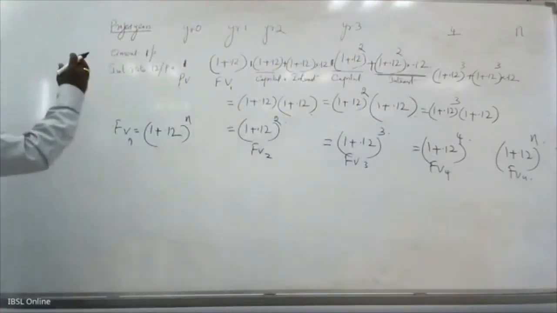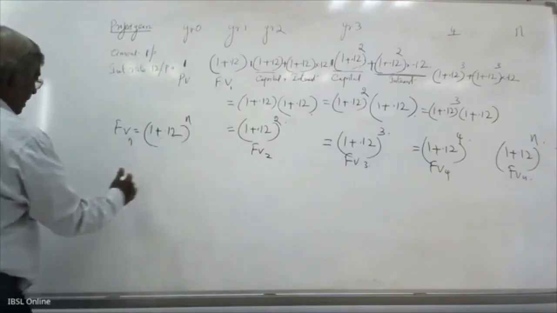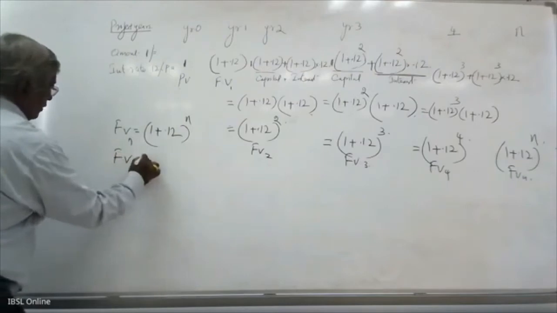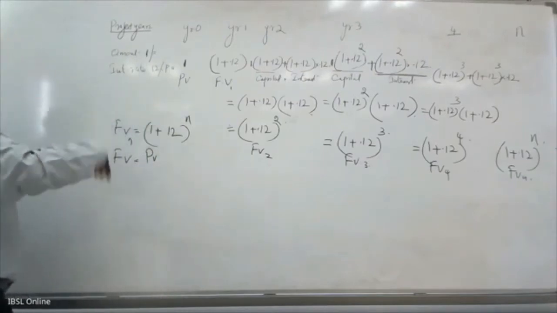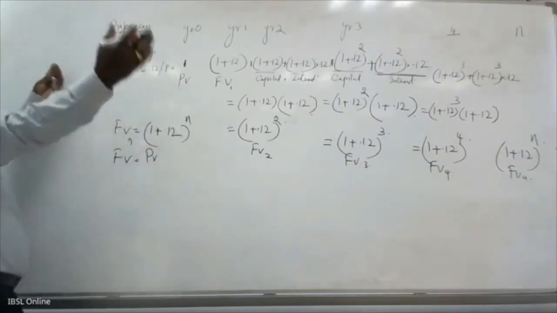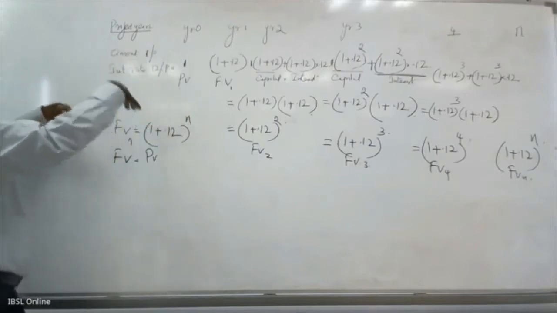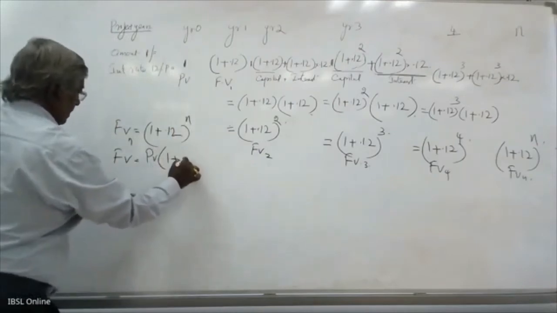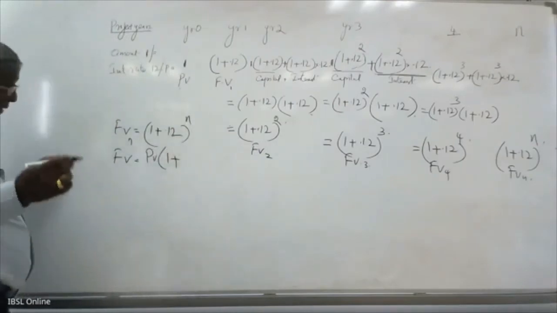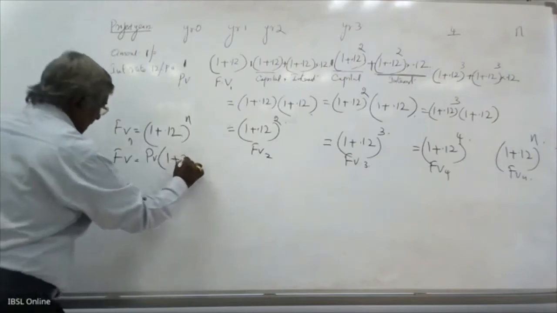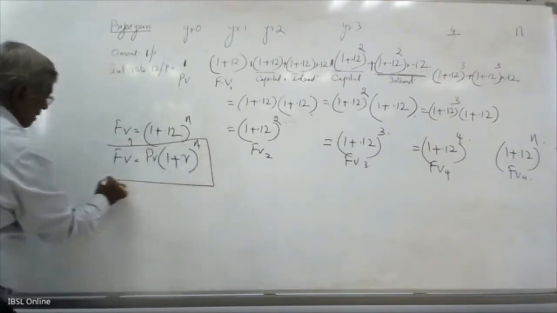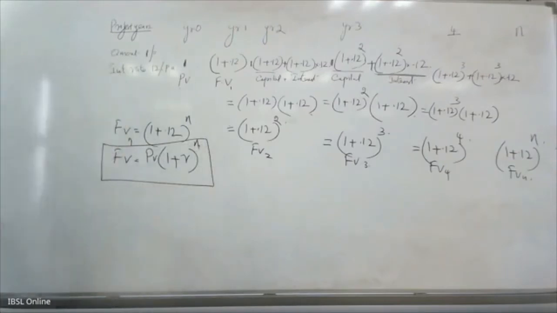So if the present value is PV, then we can develop this further. Future value is equal to PV multiplied by 1 plus r to the power n. If it is 100 rupees, multiply by 100 rupees. If it is 1000 rupees, multiply by 1000 rupees. Here 0.12 is the interest rate, so r. This is a common formula for this function.